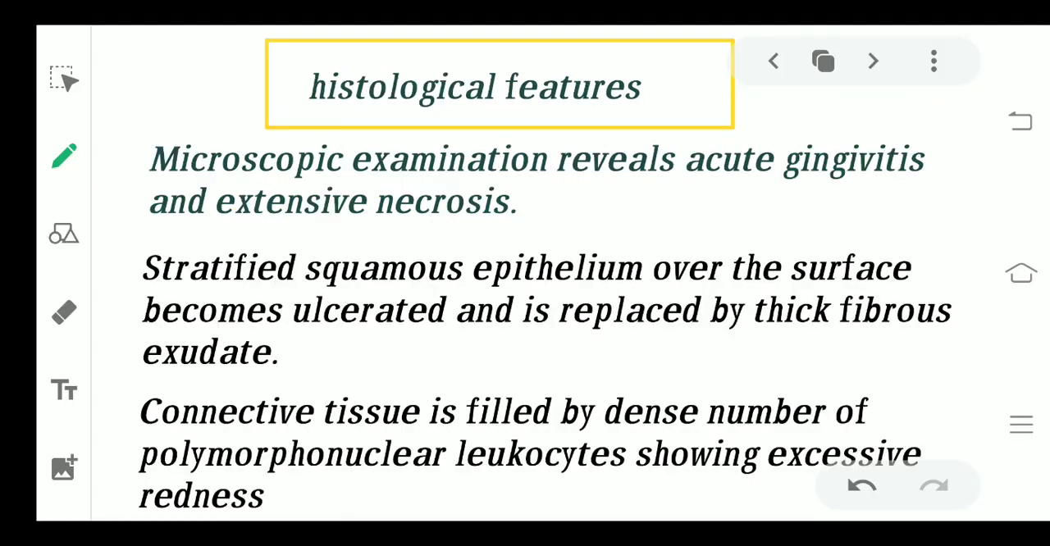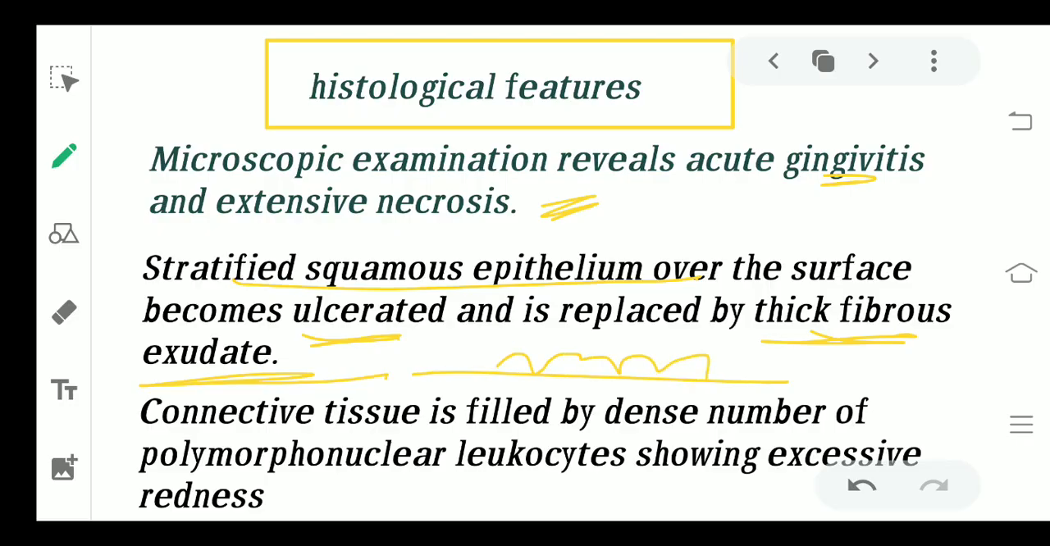Moving ahead to the histological features. Now microscopically when we examine this situation, we will see that there is gingivitis. Of course there will be some inflammation which will be seen. Other than that, extensive necrosis will be seen in the gingiva. If we talk about the stratified squamous epithelium layer, the layer will be ulcerated. At the same time, the layer will be replaced by thick fibrous exudate material, okay? For example, this is your layer. Then the layer will be filled or replaced by some thick fibrous exudate material.